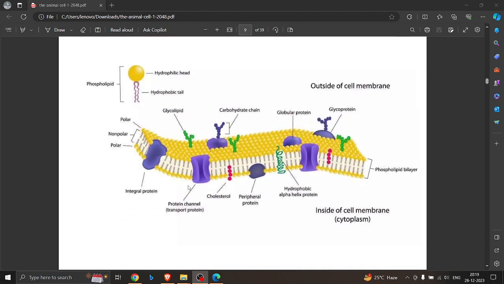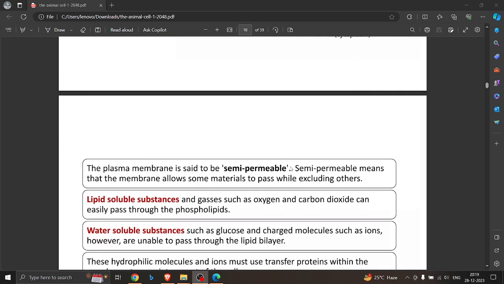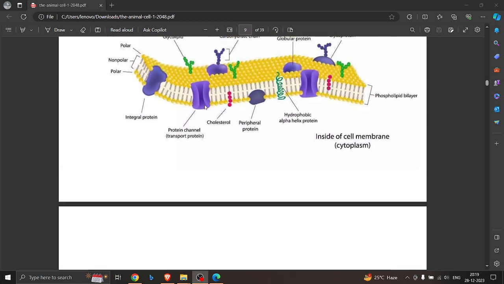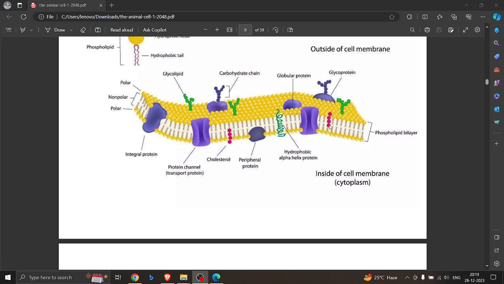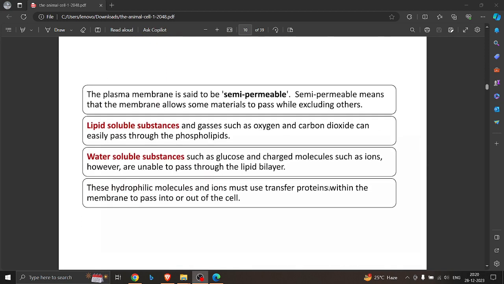Here you can see the diagram which illustrates cholesterol inside the cell membrane and outside, which shows the difference between outside the cell membrane and inside the cell membrane. The plasma membrane is said to be semi-permeable. Semi-permeable means that the membrane allows some materials to pass while excluding others.